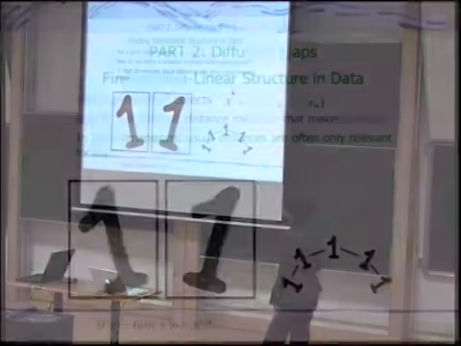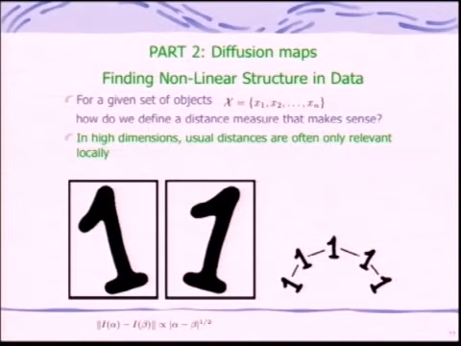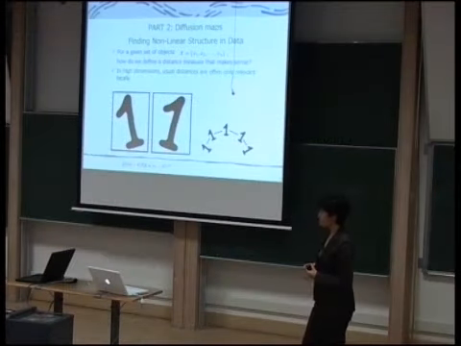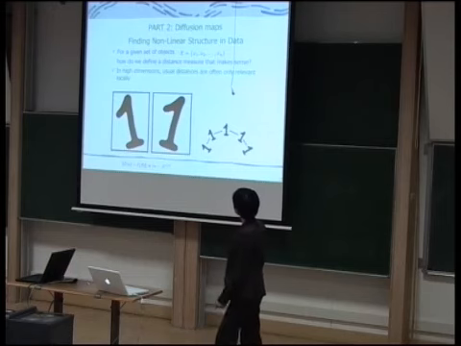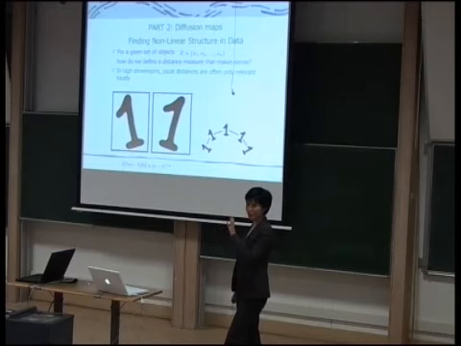So we're going to start with a data analytic approach. Assume now that you have a given set of objects. How do we define a distance measure and a coordinate system that makes sense? Now, in high dimensions, usual distances are often only good locally.